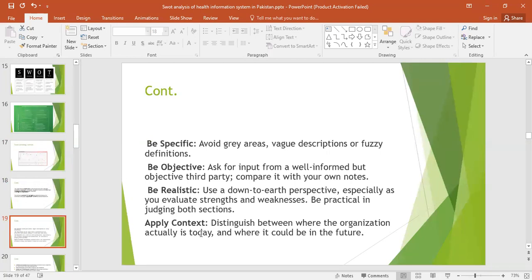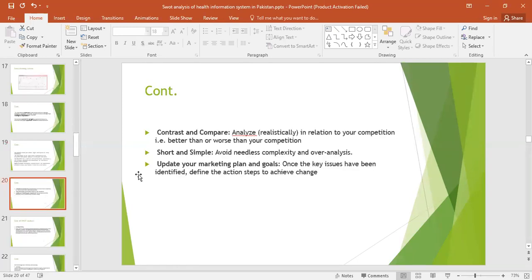Apply context. Distinguish between where the organization actually is today and where it could be in the future. Contrast and compare. Analyze realistically in relation to your competition, better than or worse than your competition. Short and simple. Avoid needless complexity and over-analysis. Update your marketing plan and goals. Once the key issues have been identified, define the action steps to achieve change.